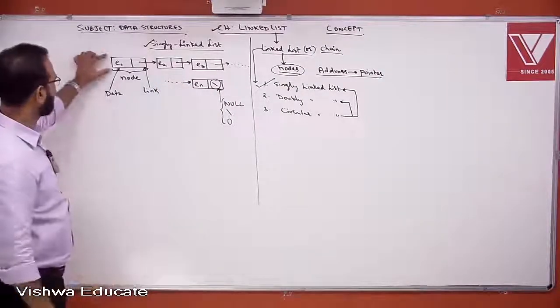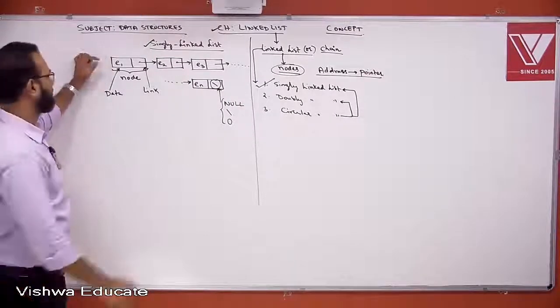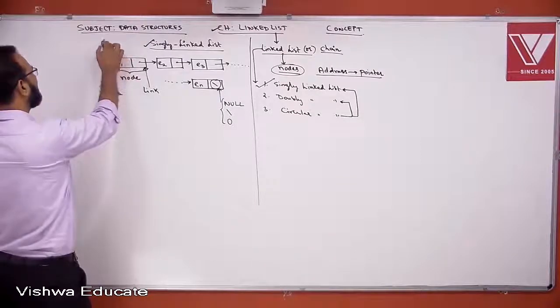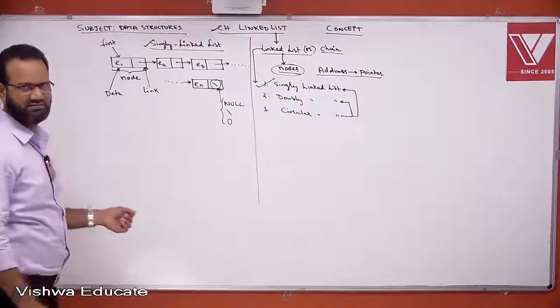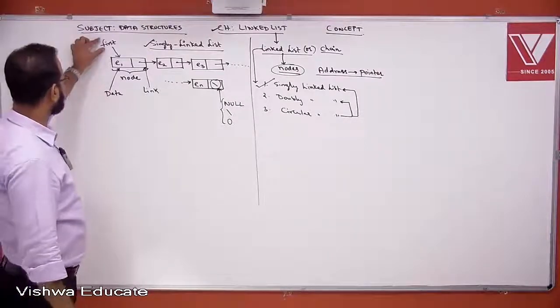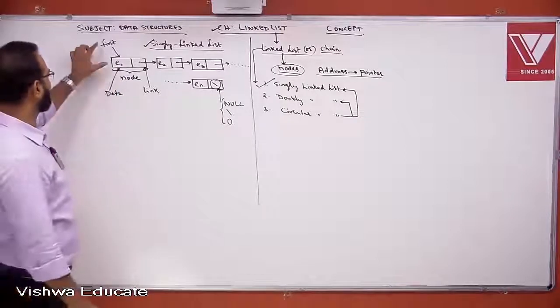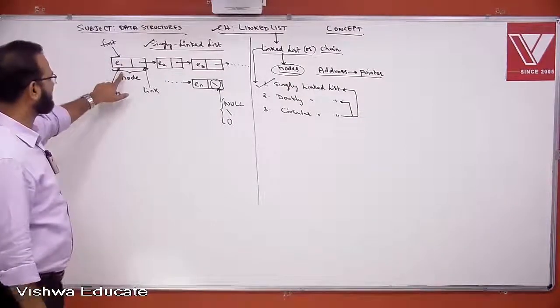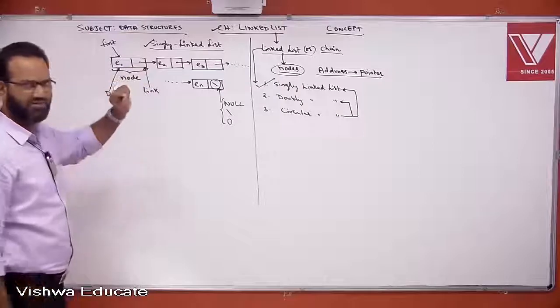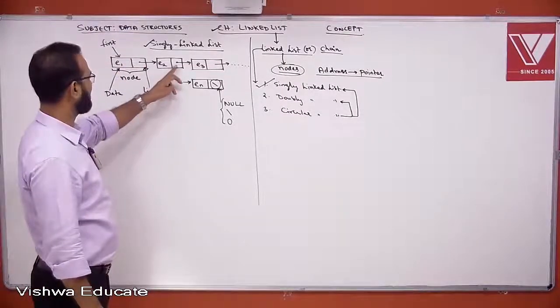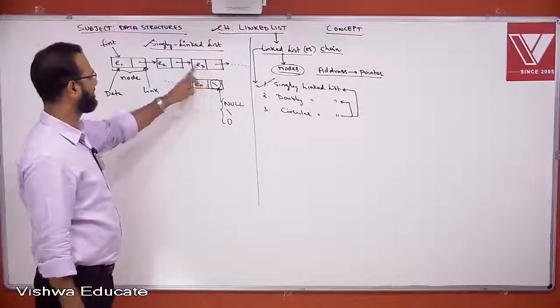Then where is the address of the first node stored? You must always maintain one variable, any name you can give it. We can call it, say, first. First is a pointer variable which is going to store the address of the first node in the singly linked list. So on: the link stores the address of the second, the link stores the address of the third, and so on.